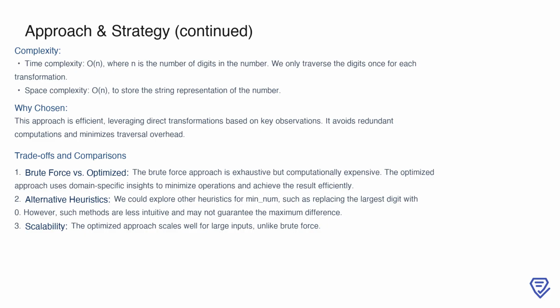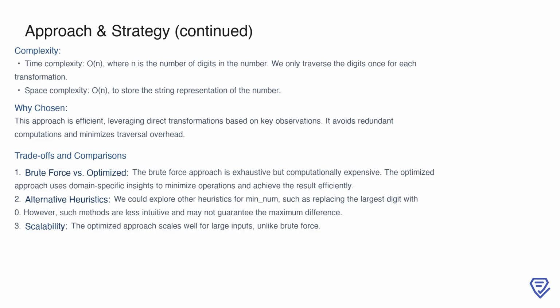The time complexity is linear, O(n), since we only traverse the digits of the number once for each transformation. The space complexity is O(n) as well, to account for storing the string representation of the number during manipulation. These efficiencies make it a clear choice for solving the problem.